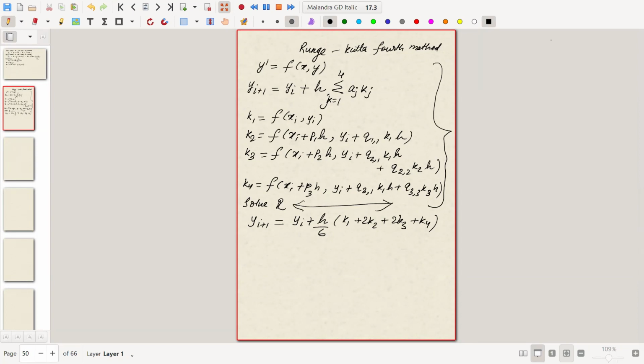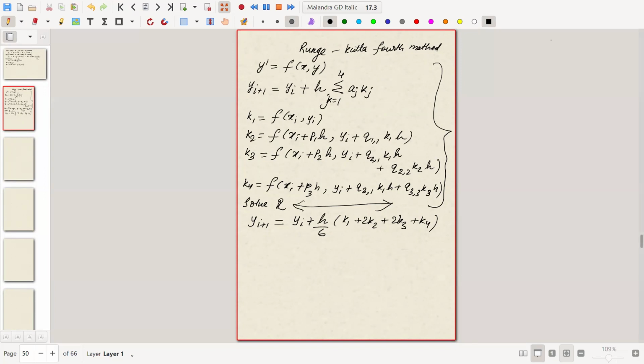So if you want to use the RK4 method, you have to use this. yi plus 1 equals yi plus h over 6 times k1 plus 2k2 plus 2k3 plus k4. There is an interesting coincidence. Count the coefficients 1, 2, 2, and 1. They add up to 6. And that's what you are dividing by.